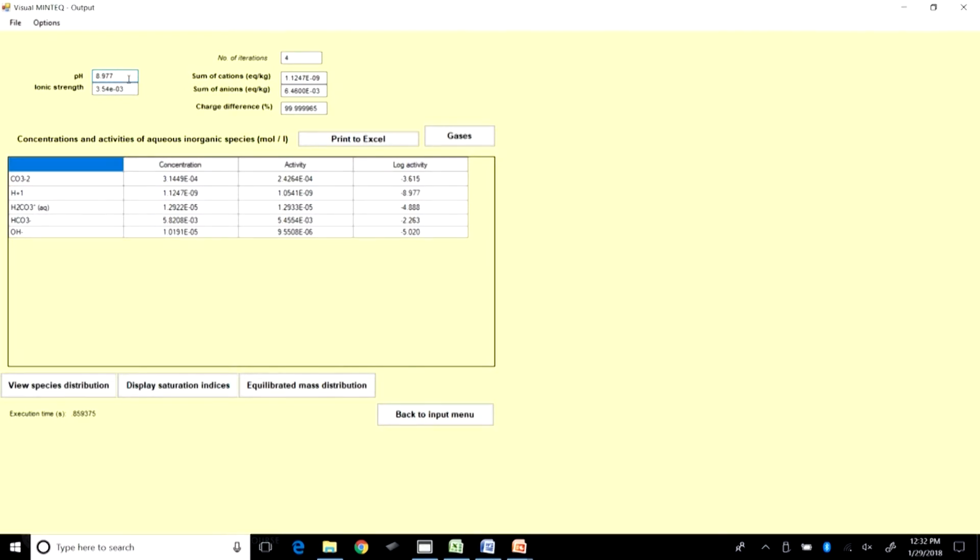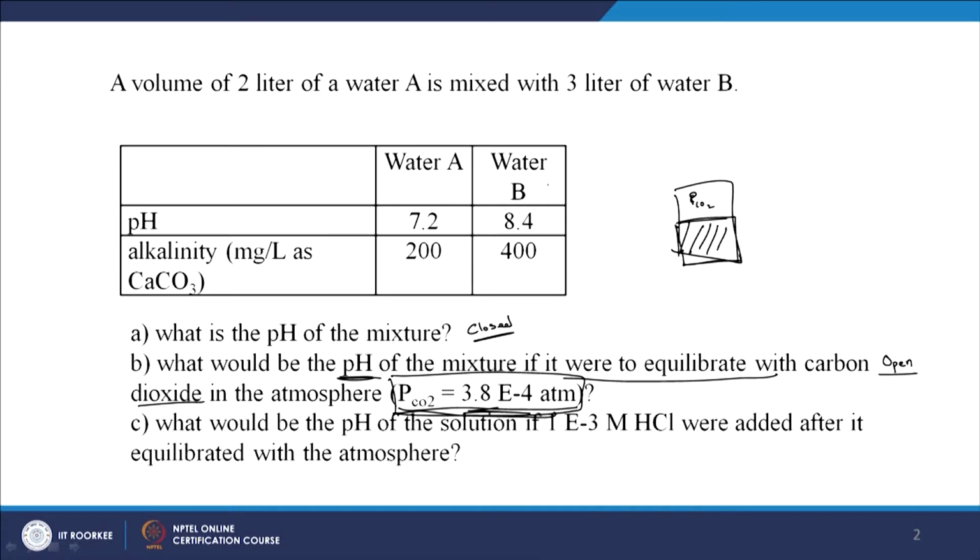So what does that tell you though? Where is this particular case? So now the pH we end up with was 8.98, and earlier the pH we calculated was 7.88, right? So earlier in case 1, when we had just the solution, the pH was 7.88, and now when we have it in equilibrium with the partial pressure of CO2, the pH came out to be 8.98.